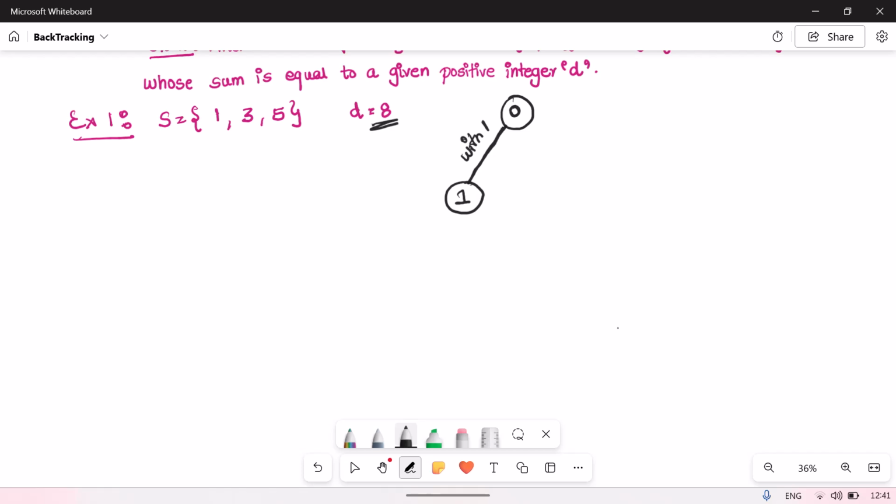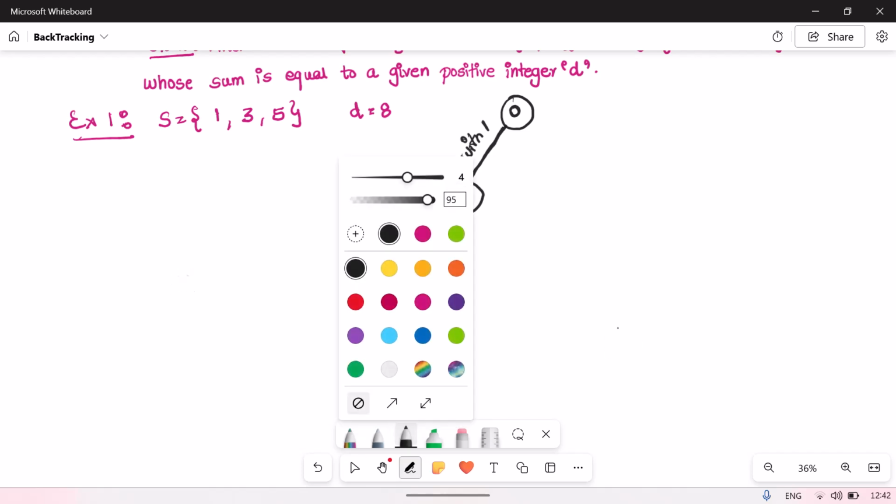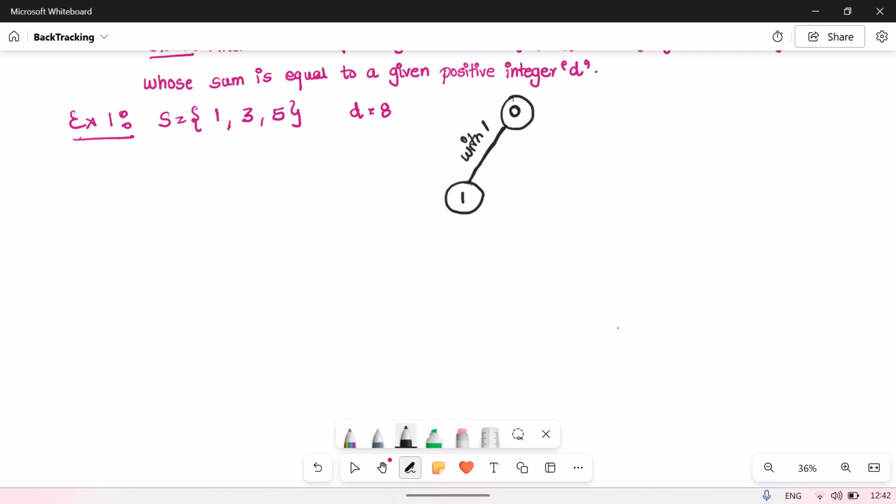And 1 might lead me to the solution because it is still lesser than 8. If it is greater than 8, not possible. But if it is less than 8, I might get the correct answer by including the next component. So it is giving me a promising node, no? So I will go ahead. I will try to include the next element. So with the 3.